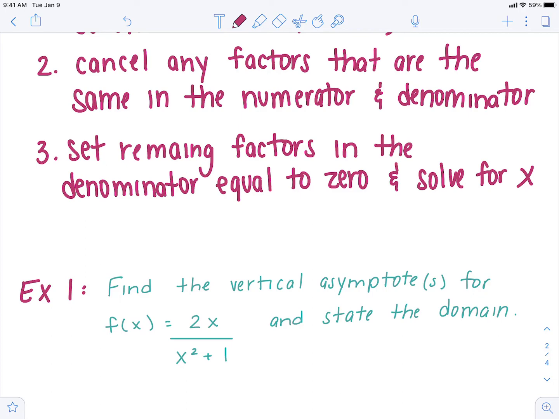So the first thing I want to look at is the 2x and say, is there anything I can factor out of 2x? Is there anything I can simplify there? And there isn't, right? Because it's just a 2 and it's an x. There's no common factors there. There's nothing going on that I can simplify. X squared plus 1. Nothing going on there that I can simplify.